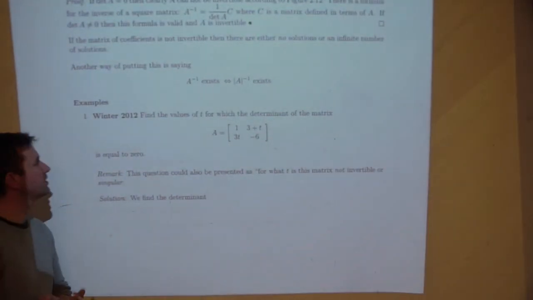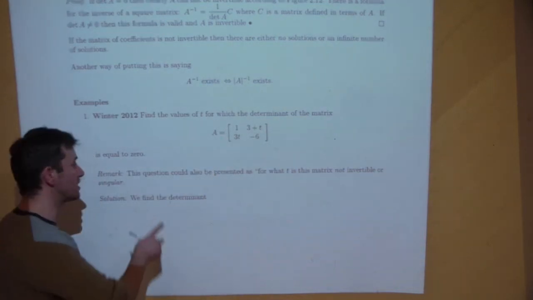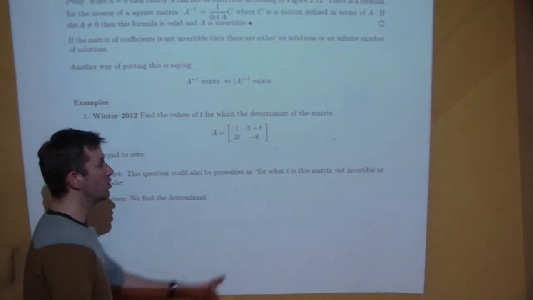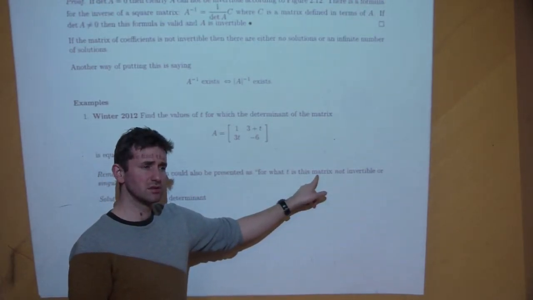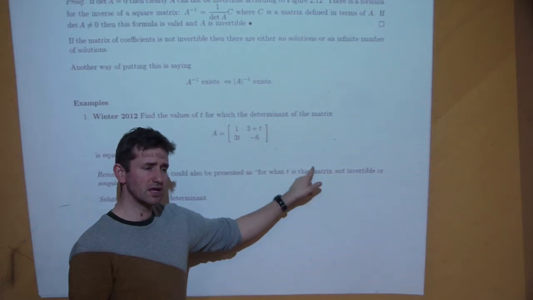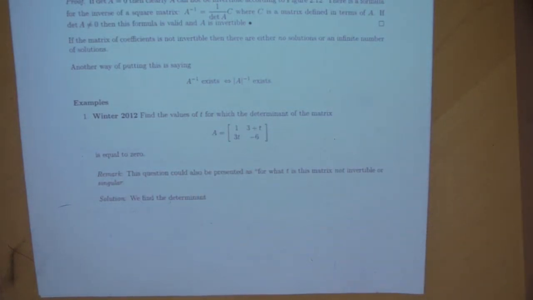See this question: it says, for what value of t is this equal to 0? This question could also be asked, for what value of t is this matrix not invertible? So that's how it would be asked. There's another one, actually. The question is, how can I ask you questions about this in an exam?